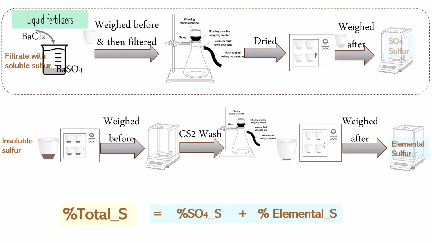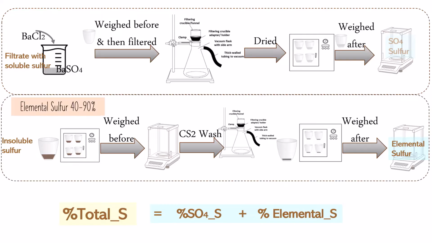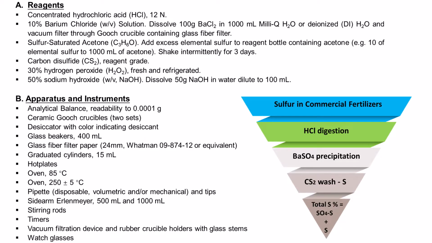For liquid fertilizers, it is assumed that no elemental sulfur is present, and total sulfur is defined as sulfate-sulfur. For 90 and 40% guaranteed products, assume all sulfur is present as elemental and escaped HCl digestion, and total sulfur is defined as elemental sulfur. This is the list of reagents and apparatus needed for the gravimetric sulfur analysis.